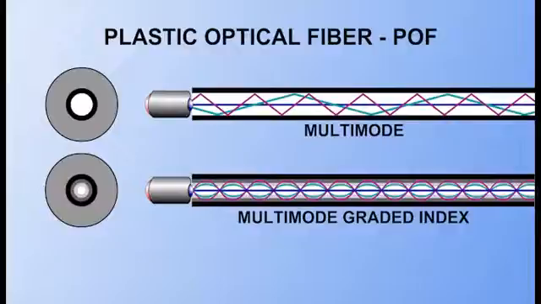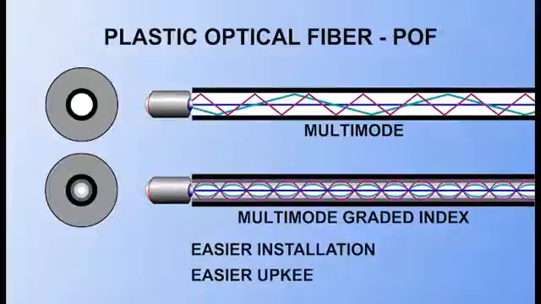Historically, single-mode, multi-mode, and multi-mode graded index fiber strands were made of glass. Now, plastic optical fibers have been developed that offer the same effectiveness as glass multi-mode fibers. Plastic optical fiber is much less difficult to install and maintain, making it preferable in many situations.